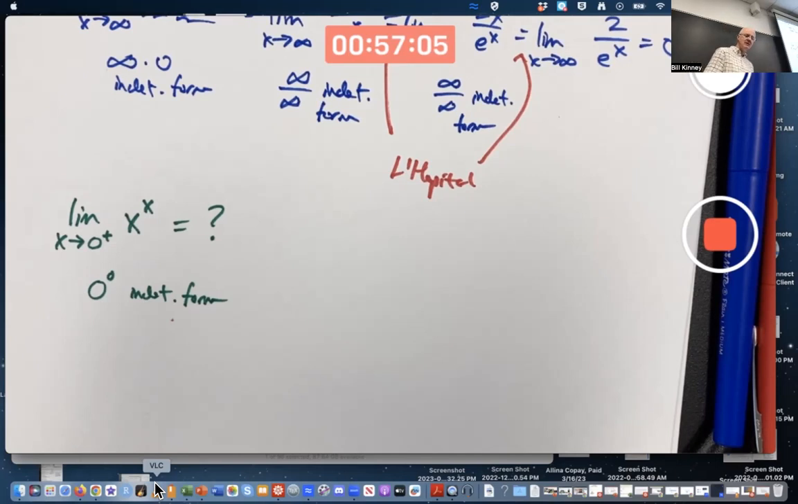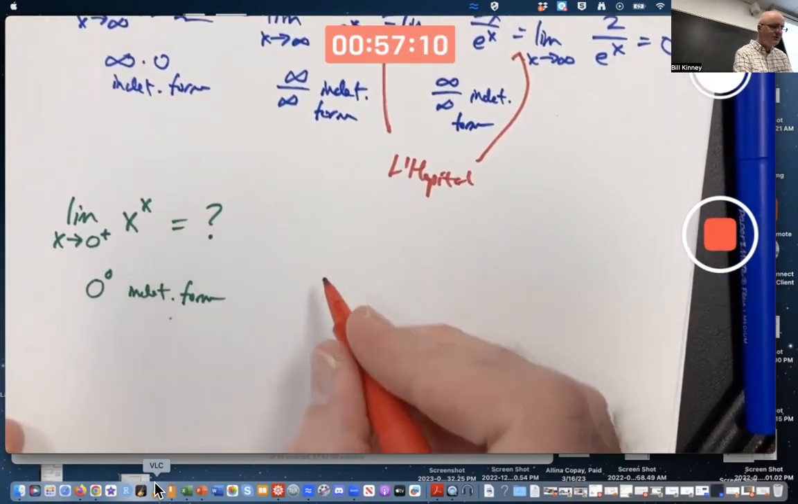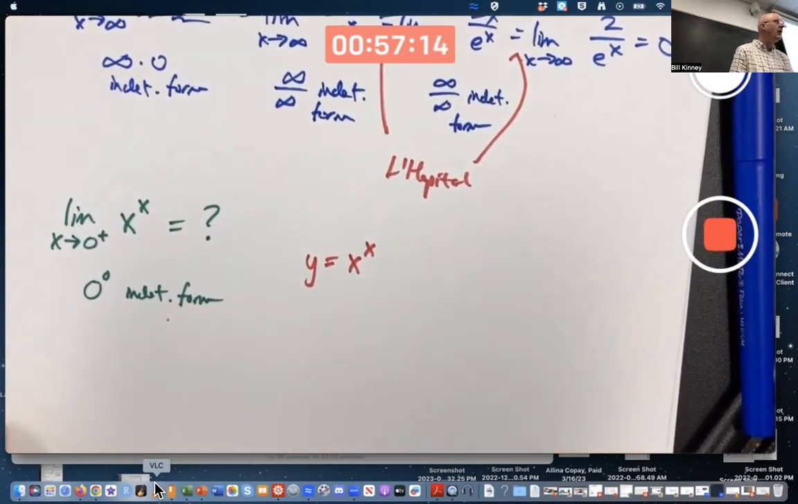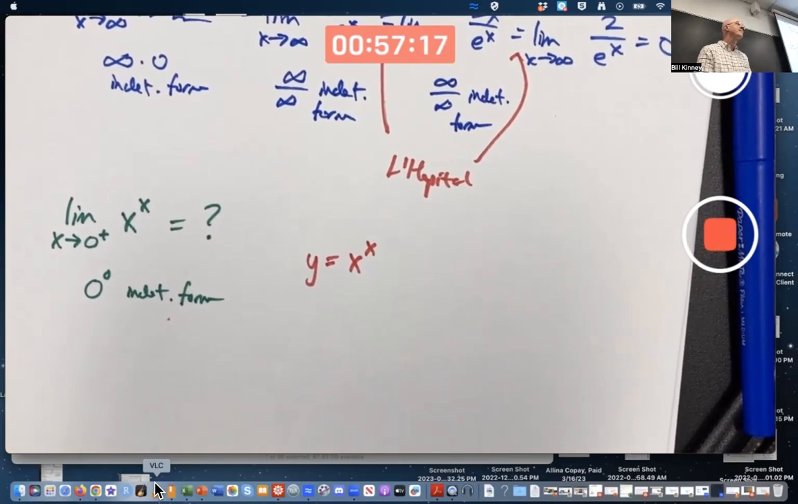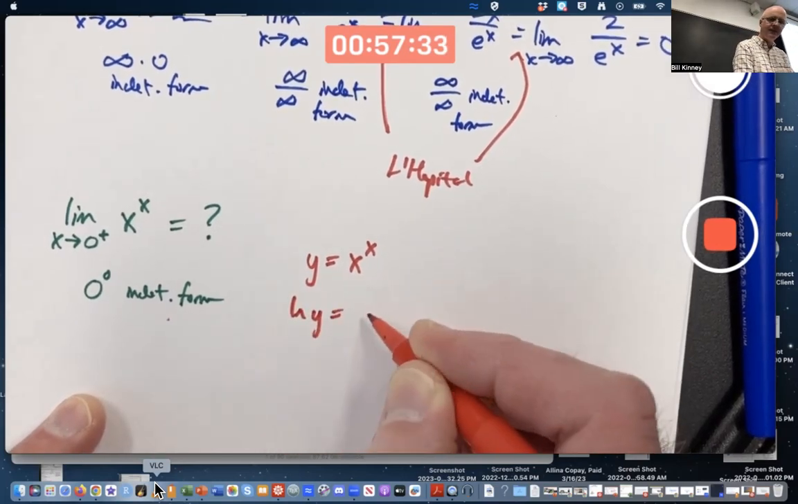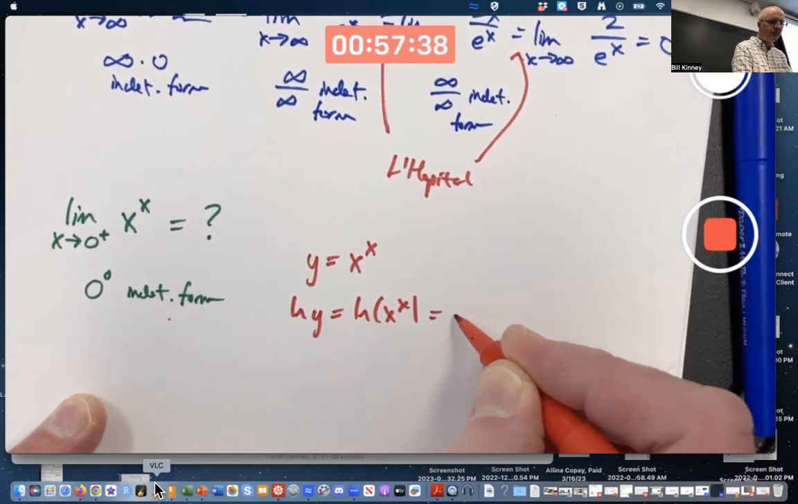So what do we do? Oh, a little bit of mathematical trickery. But it's trickery worth learning. Let's call x to the x another name. Let's call it y. And, well, you know, logarithms switch multiplication to addition and division into subtraction. They also switch exponentiation into multiplication. If I take the natural log of both sides of this equation, I can say ln of y is ln of x to the x, and then I can bring that power out in front.